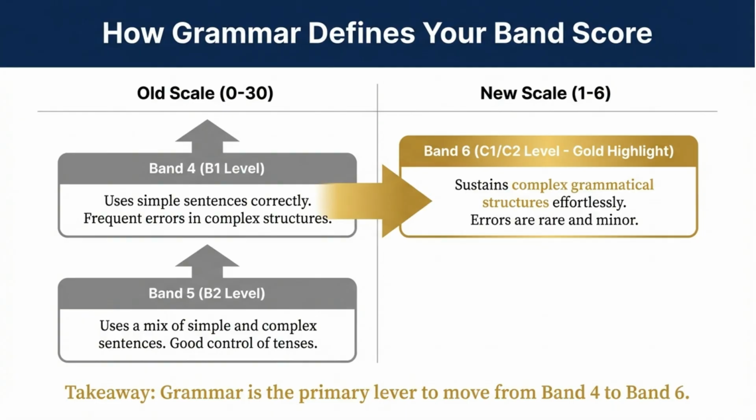Let's be clear about how you are graded. Band 4 means simple sentences are correct, but you make frequent errors in complex structures. Band 5 means you have a mix of simple and complex sentences with good tense control. Band 6 means you sustain complex structures effortlessly with rare errors. That effortless flow is what we are training for.